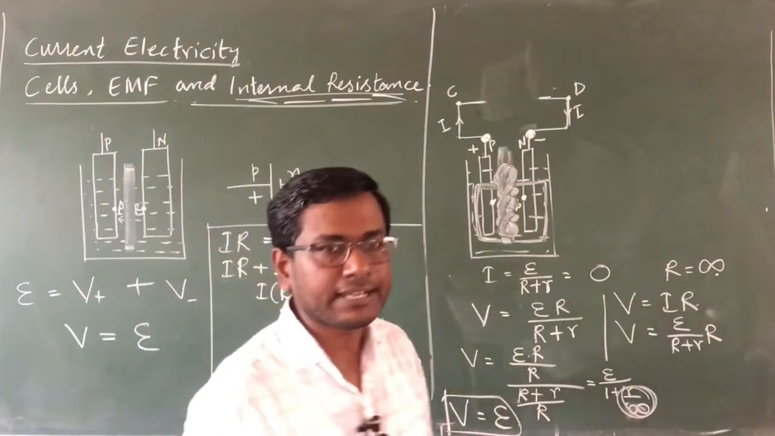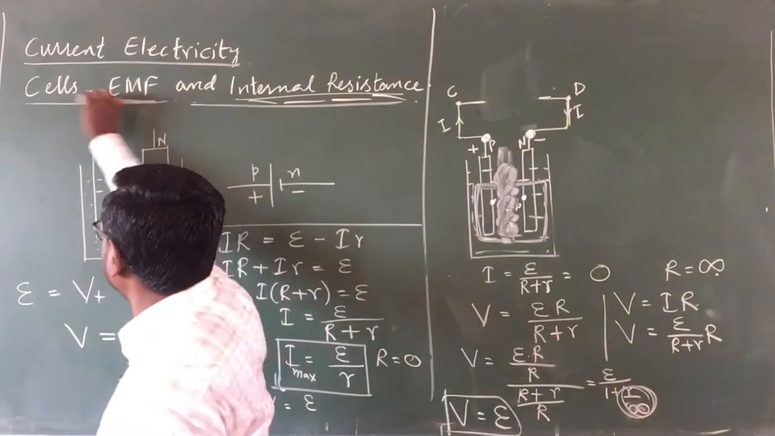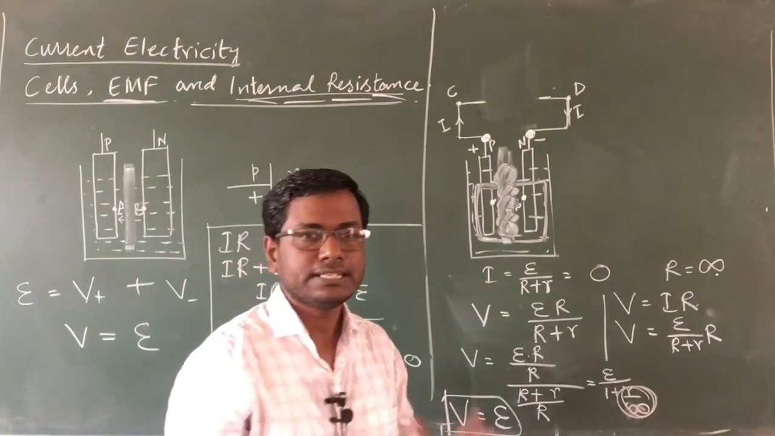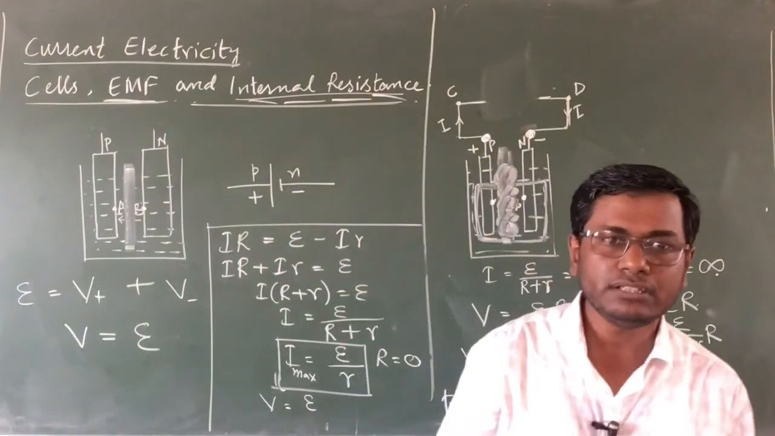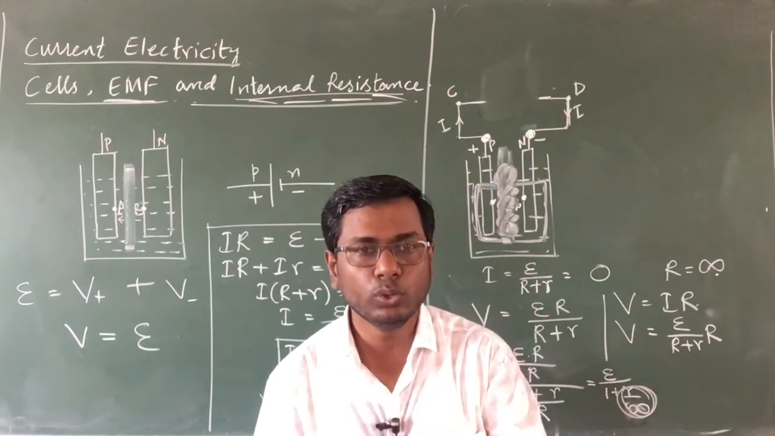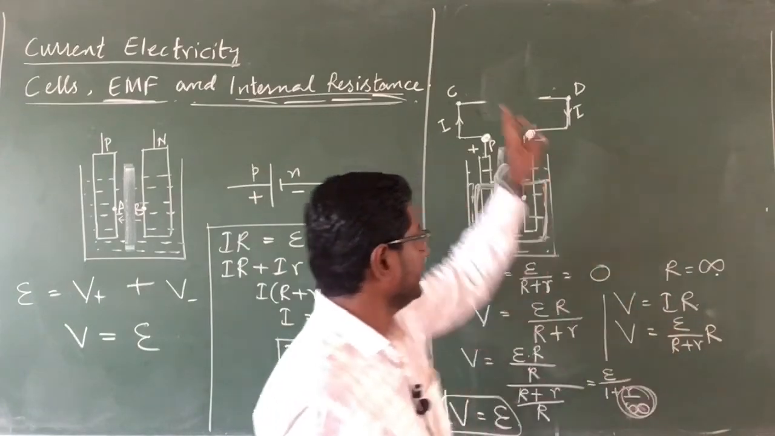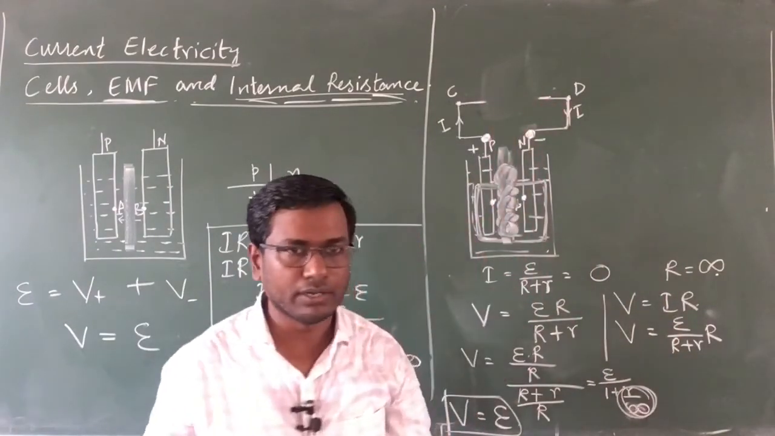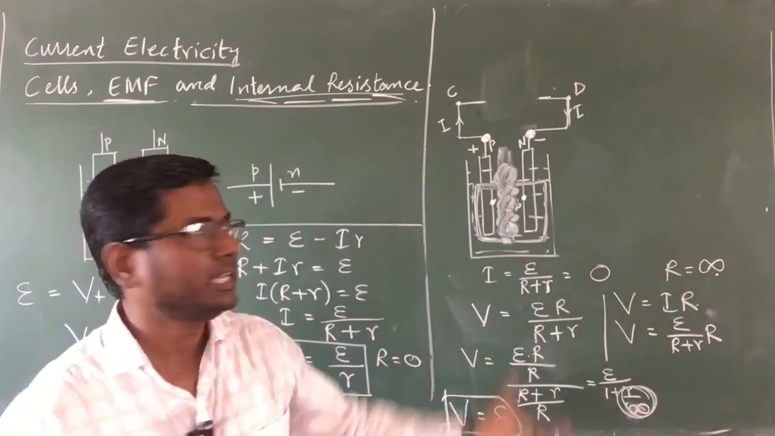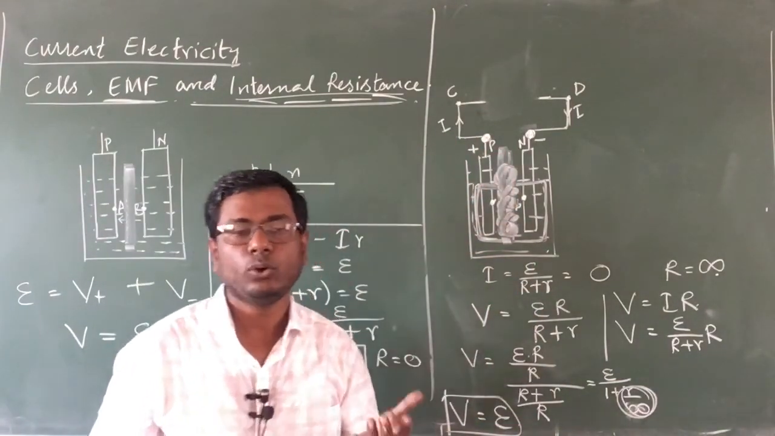That is exactly how we define the word EMF. EMF is the potential difference that exists between the terminals of a cell when there is no external circuit connected, or the external circuit is broken, or the external circuit is not letting any current flow, in which case the circuit will be called an open circuit.